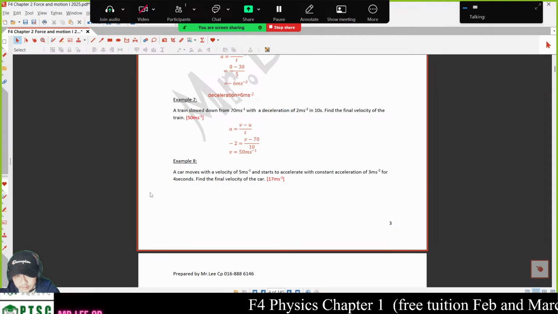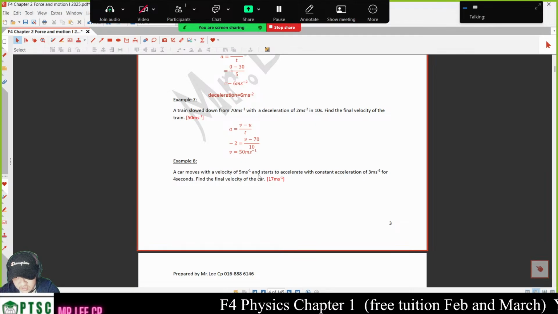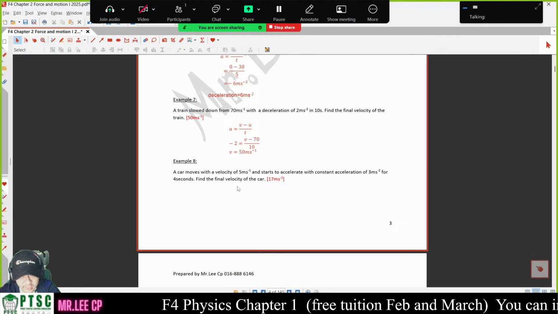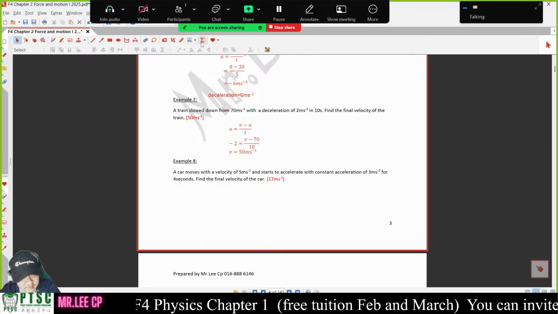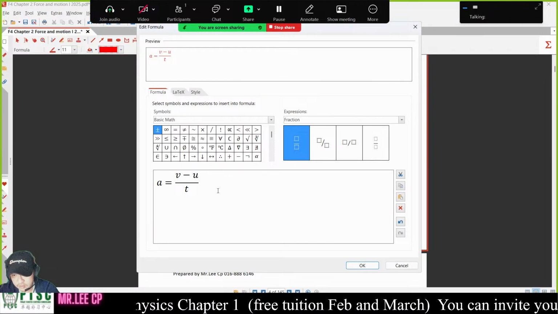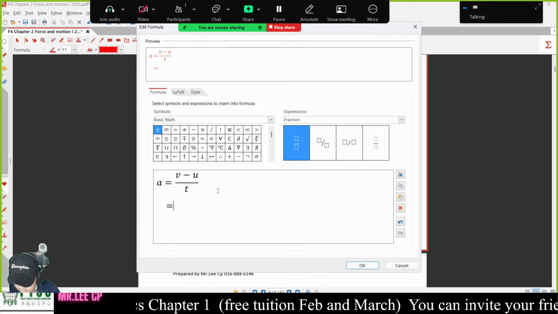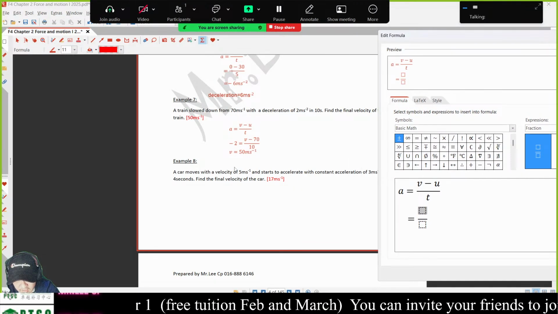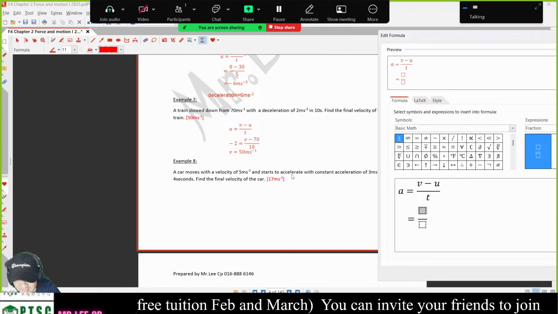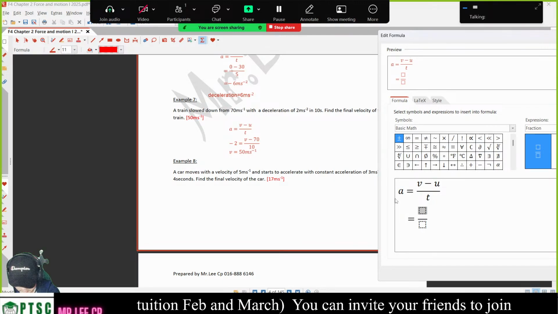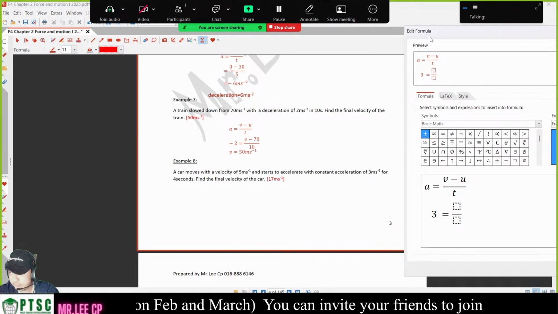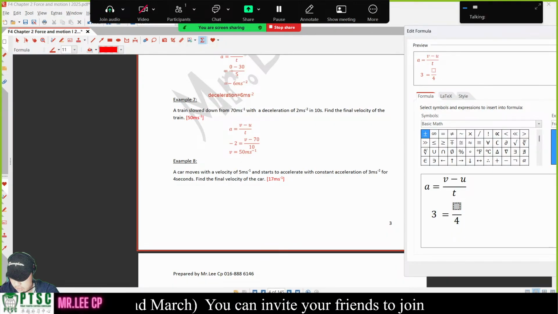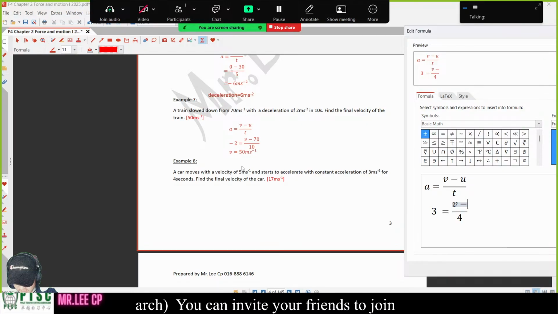Alright. So a car moves with the velocity of 5, and starts to accelerate with constant acceleration of 3 for 4 seconds. Find the final velocity of the car. So the formula is a equals v minus u over t. Acceleration is 3, for 4 seconds. Final velocity, I don't know. Initial velocity is 5.